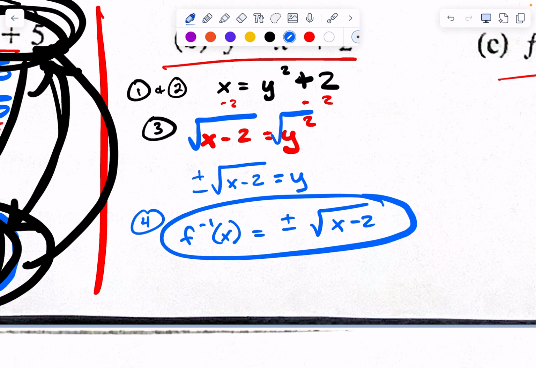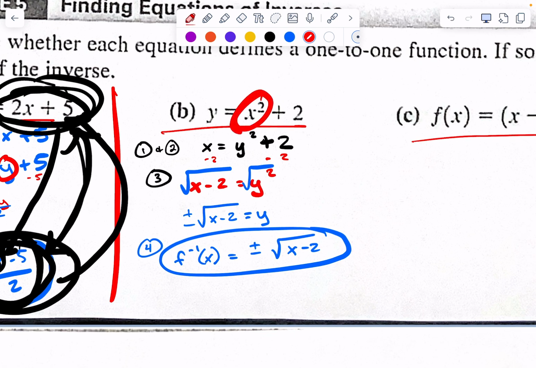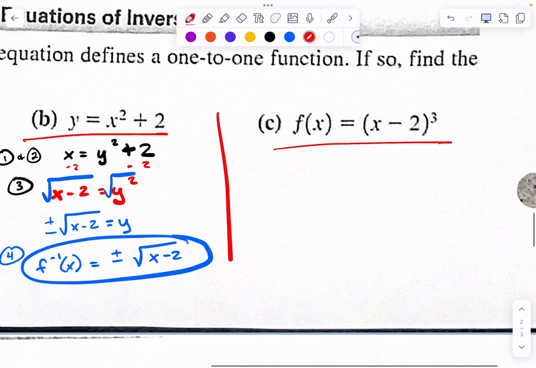Got it? Good. These are inverses. That was the inverse of a square function. What undoes x squared? The square root of x, right? What undoes a linear function? Another linear function, right? Okay. What undoes a cube function? Cubic root. That's what we're going to do in part C.